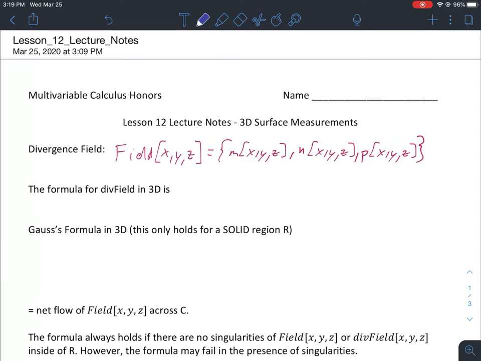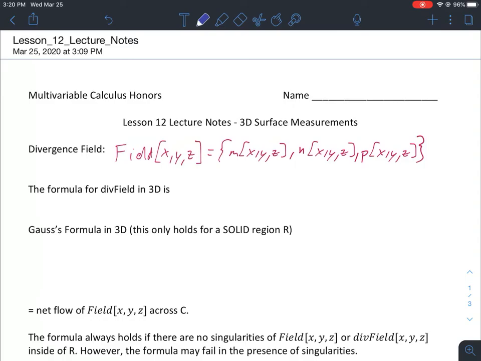We're talking about 3D surface measurements here, and some of you have already done a lot of work on your try-its. I appreciate that. Keep going. Just give you a little bit of stuff that you probably should have picked up already. If not, a little bit of help on what you should have picked up.